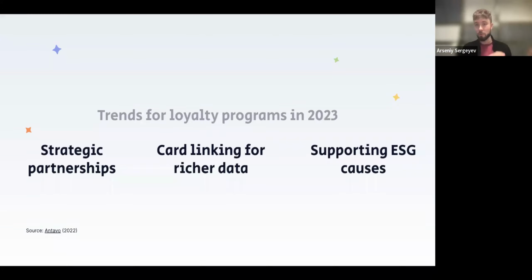So this refers to value-based loyalty programs. It's more and more important for people to see that through loyalty programs, they are supporting some causes together with the company. So that's another thing that companies are tending to include more and more in their loyalty programs. All right, so that's about loyalty overall, loyalty programs, and where it's all going.